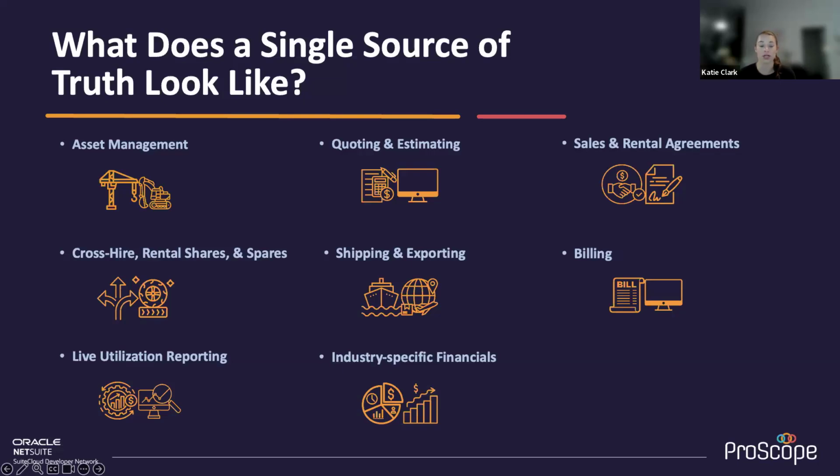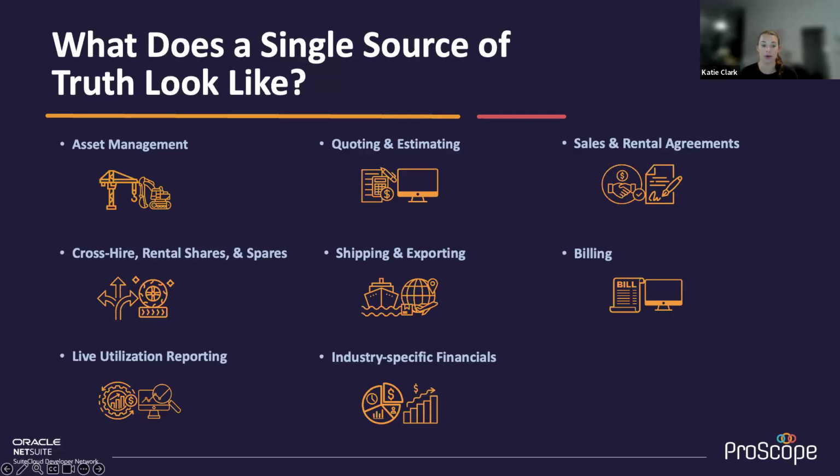For cross hire, rental shares, and spares, those are fully embedded in the rental process as well. So that means you can manage third-party equipment and internal shares seamlessly, and usage-based billing for spares as well. So that means no spreadsheets or any guesswork. And then for shipping and exporting, that's also managed centrally, so we're not rekeying any data. Allocations are made based on live availability and even a skills matrix, so you know you're assigning the right people to the right jobs. And with unified contractor management, you're going to avoid any delays and disconnects.